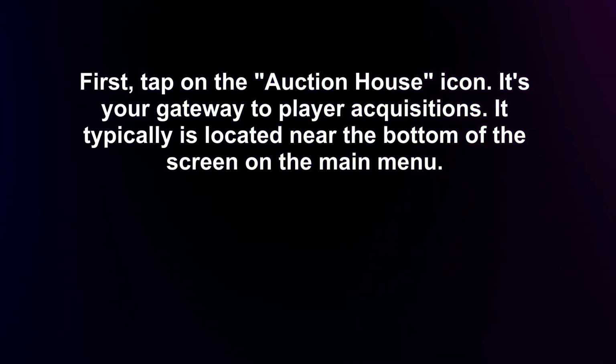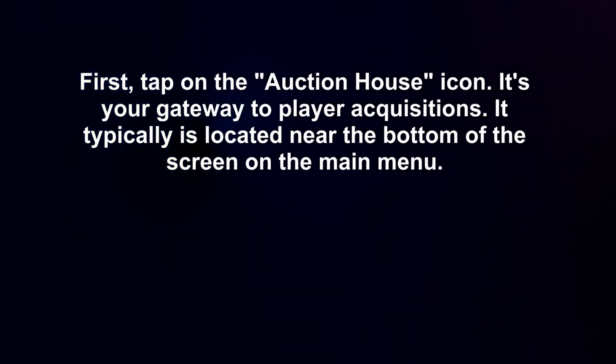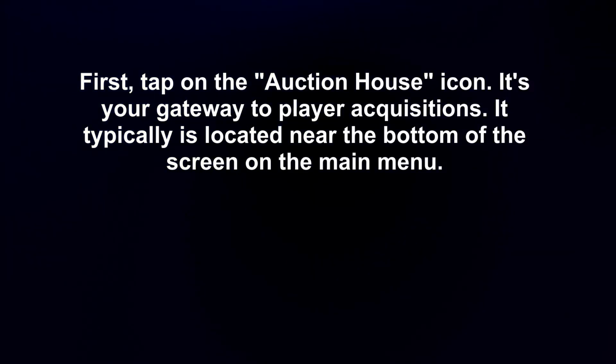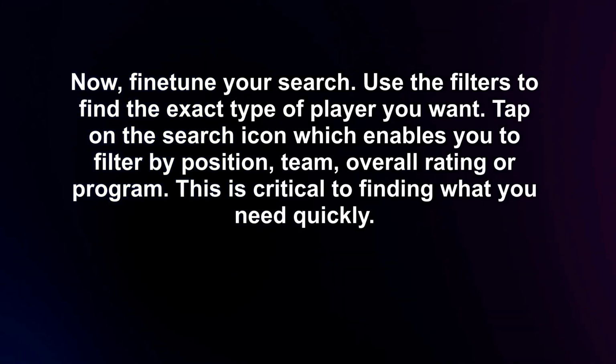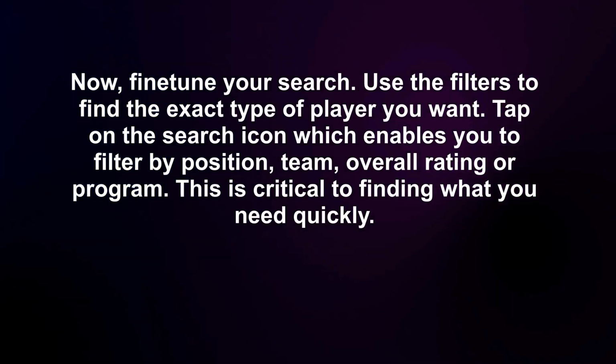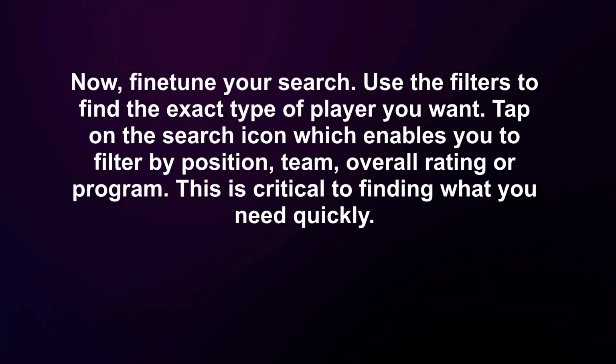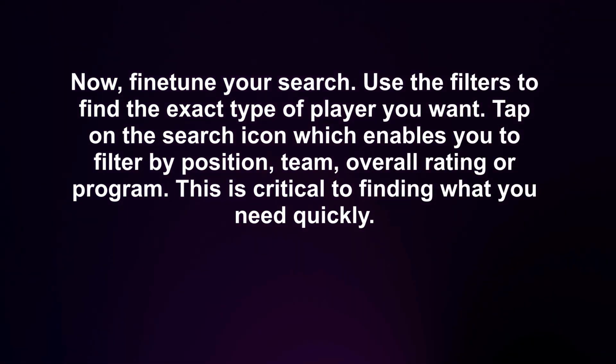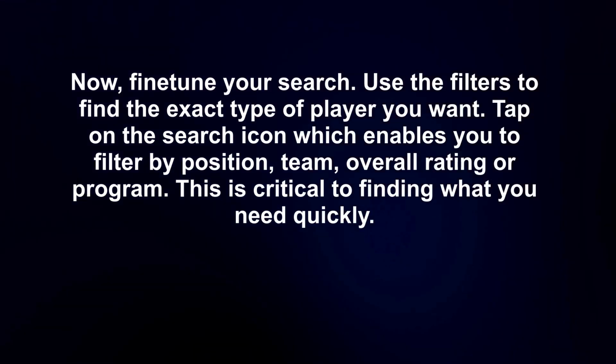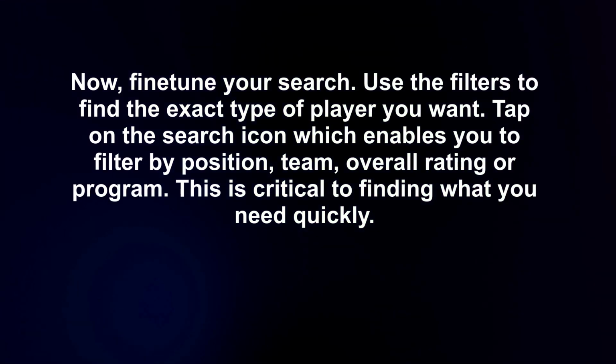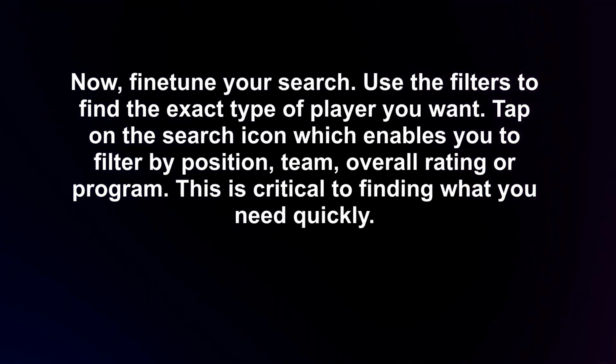It's your gateway to player acquisitions. It typically is located near the bottom of the screen on the main menu. Now, fine-tune your search. Use the filters to find the exact type of player you want. Tap on the search icon, which enables you to filter by position, team, overall rating, or program. This is critical to finding what you need quickly.